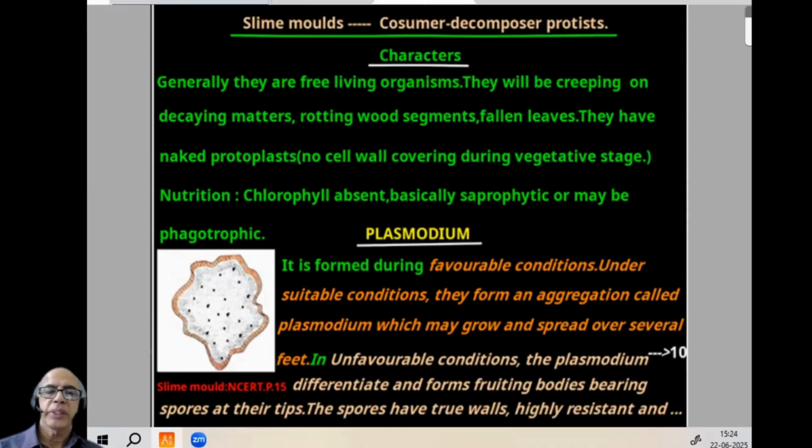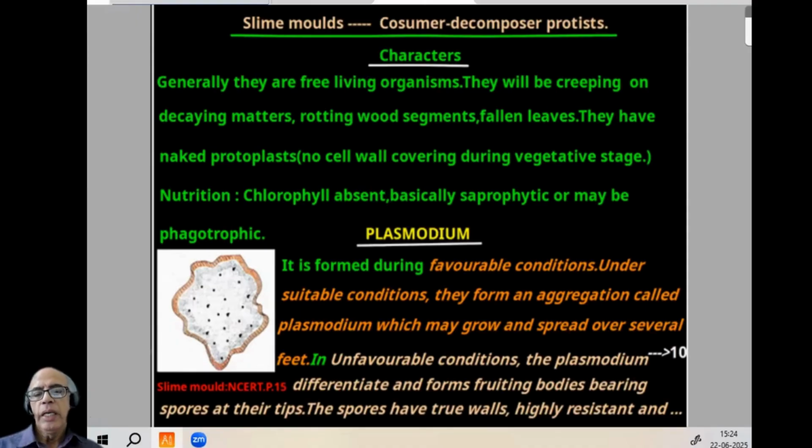Now comes a famous term from slime molds, plasmodium. Plasmodium is formed during favorable conditions. Under suitable conditions, they form an aggregation called plasmodium. You can find the diagram NCERT given there. So they form an aggregation called plasmodium, which may grow and spread over several feet.